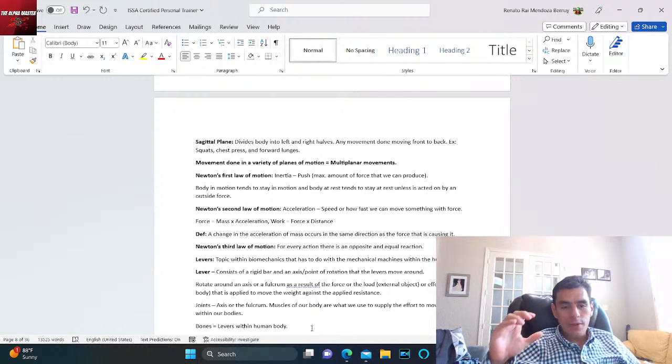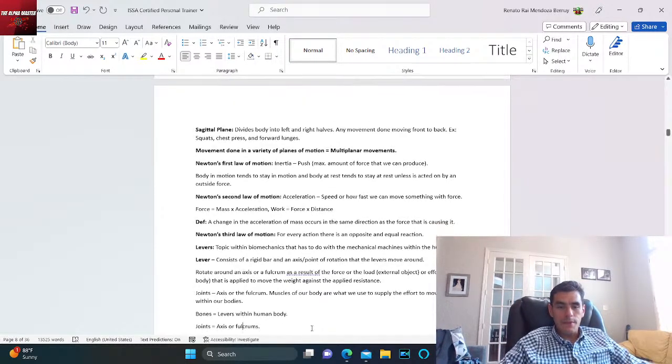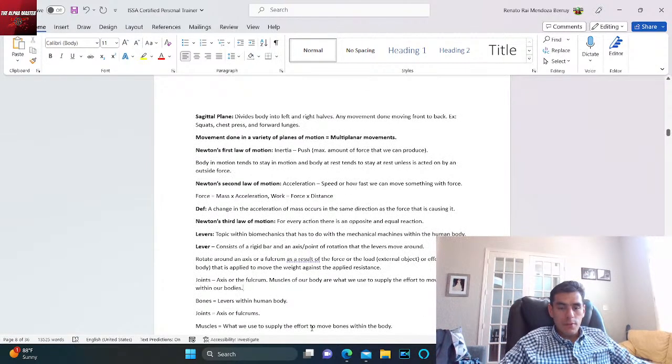The joints are going to be known as the axis or the fulcrums, and the muscles are going to be what we use to supply the effort to move our bones within the body.